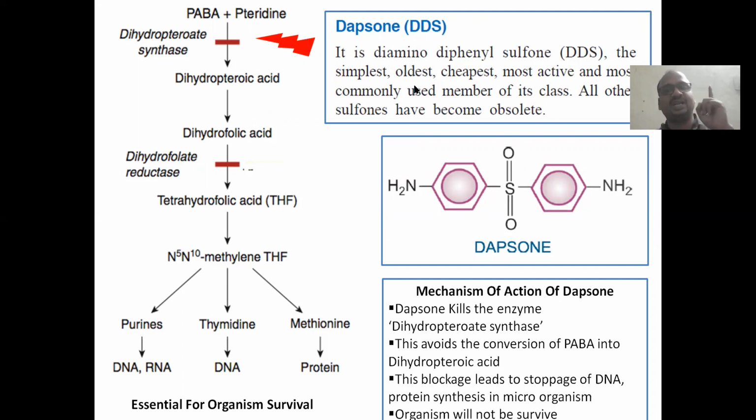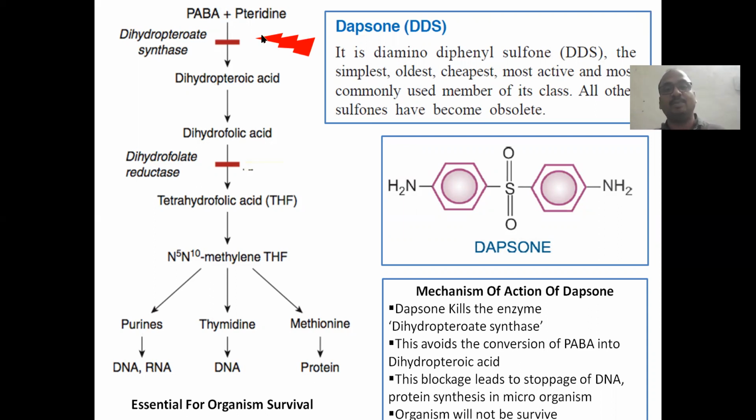It is the simplest drug, oldest drug, cheapest drug, and it is the most active and most commonly used to treat leprosy of its class. All other sulfones have become obsolete. Dapsone's mechanism of action is just the same as that of the sulfonamides. It blocks the enzyme dihydropteroate synthase. So para-amino benzoic acid, PABA, will not be converted into dihydropteroate.